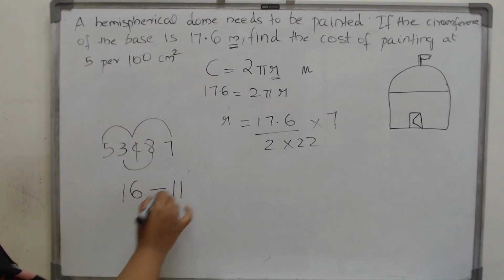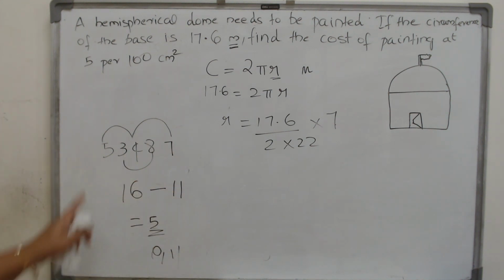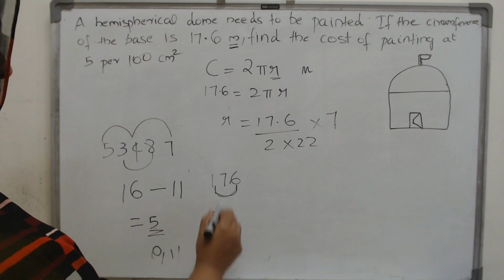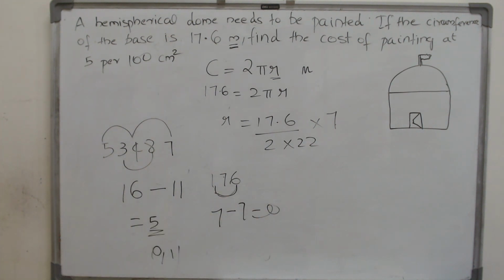Now subtract these two, your answer will be 5. That means it is not divisible. Your answer should either be 0 or a multiple of 11. Anything other than that, if it is not 0, if it is not 11 or any other multiple of 11, then this is not divisible by 11. Get this? There. 1 plus 6 is 7, 7 minus 7 is 0, so it is divisible by 11.